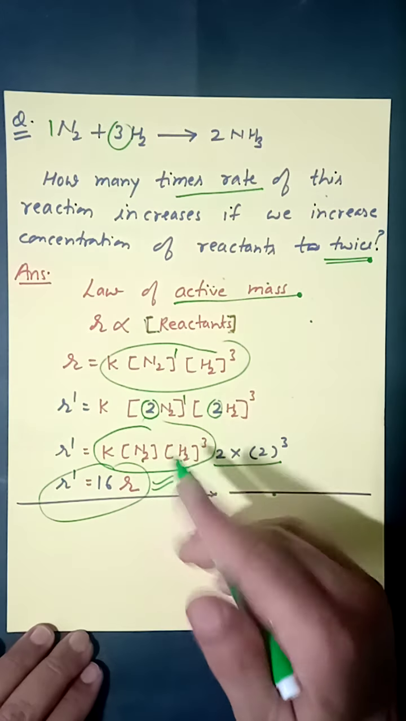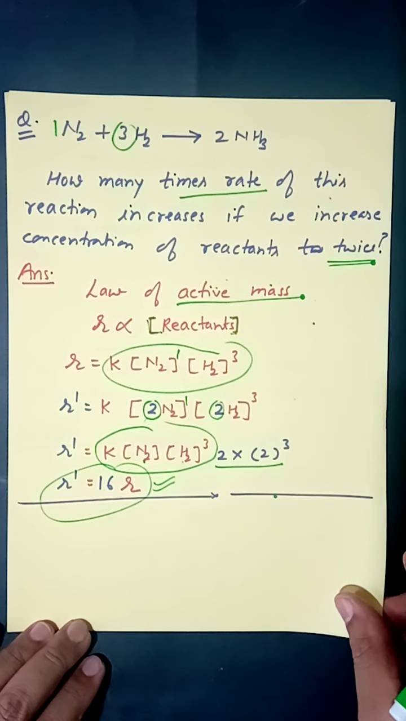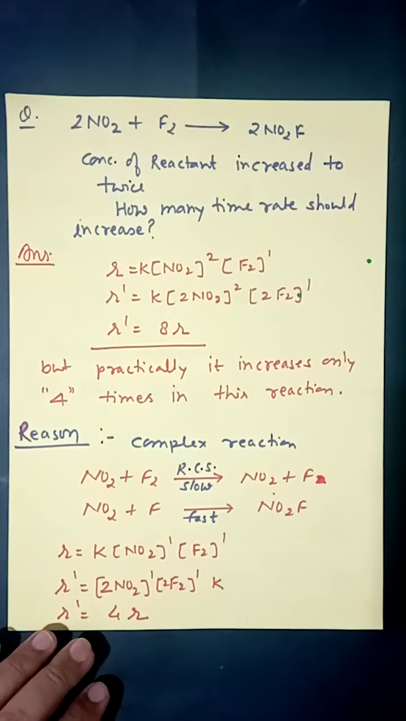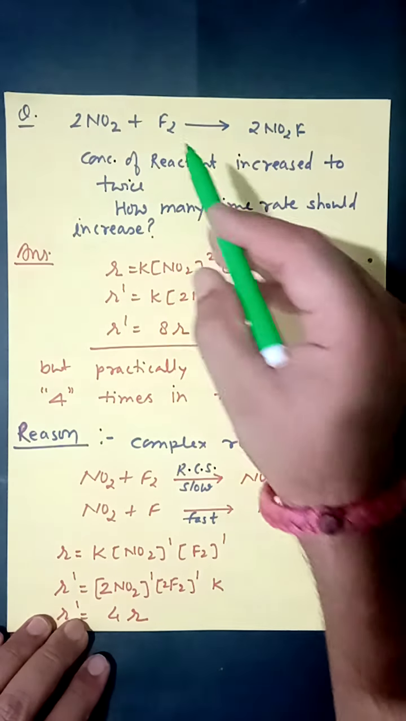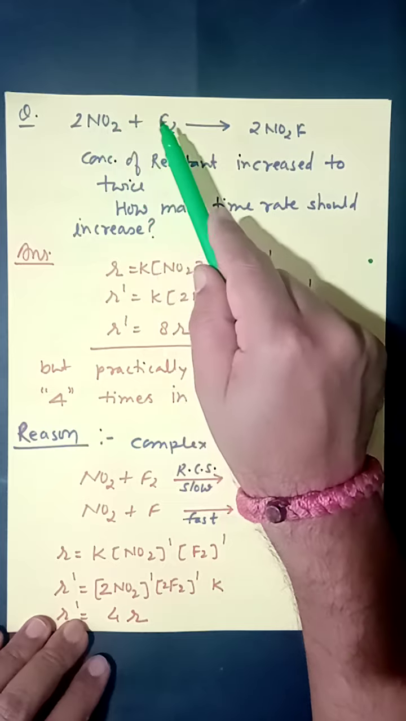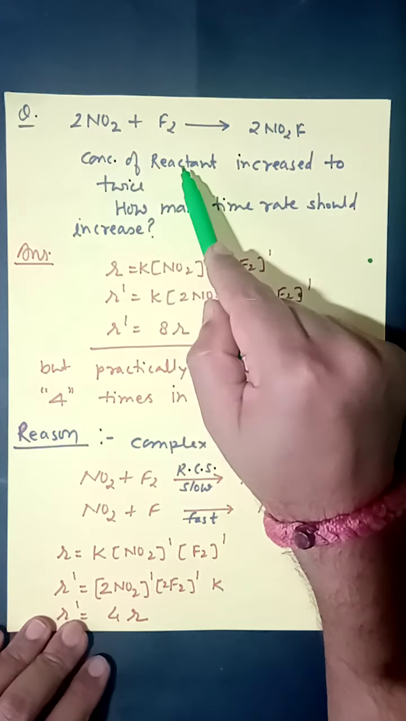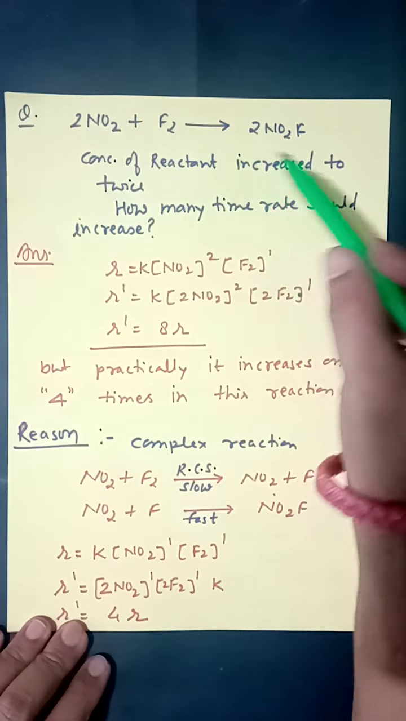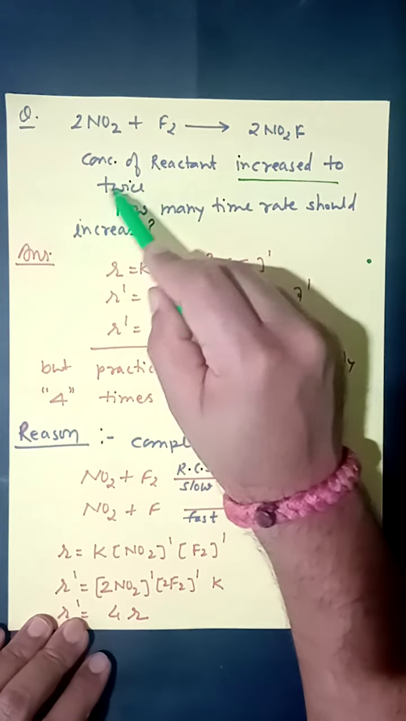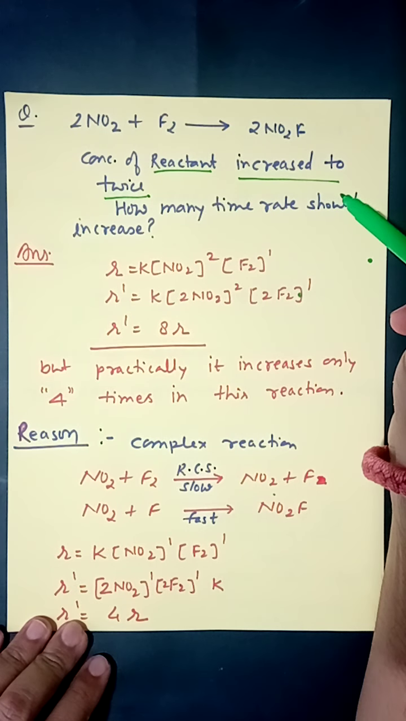So the rate of reaction increases by 16 times if we increase the concentration of reactants by 2 times in this reaction. Now theoretically it is increased by 16 times, and practically also the rate of this particular reaction increased by 16 times. One more example on the basis of the same concept. The reaction is 2NO2 plus F2 converts into 2NO2F. The concentration of reactant is increased to twice. Once again we increase the concentration of reactant by 2 times. How many times should the rate of reaction increase?